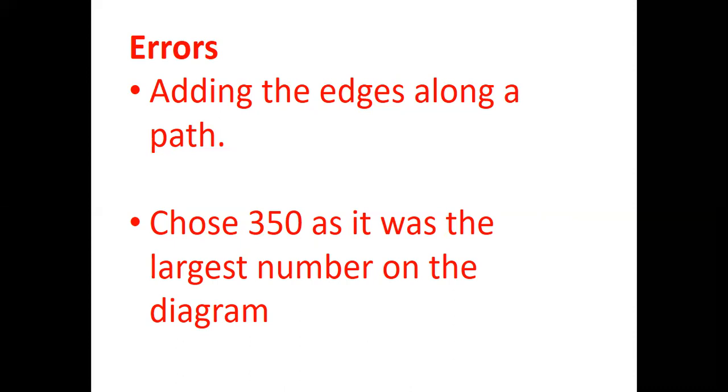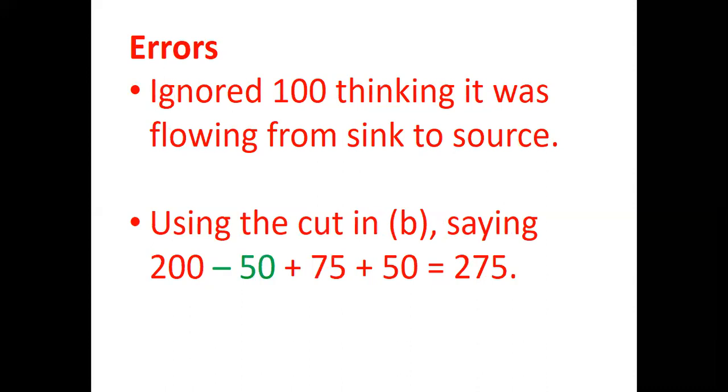They chose 350 as the maximum flow, presumably because that was the amount that went in at the beginning and that was the amount that could go out at the end, so that must be the maximum flow. They ignored the 100, thinking it was flowing from the sink back to the source, and that being path C to E. So they were thinking that, oh, it's going backwards, so we don't count that.